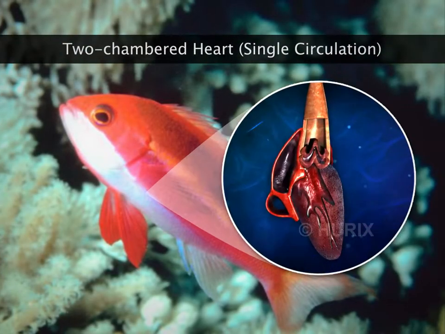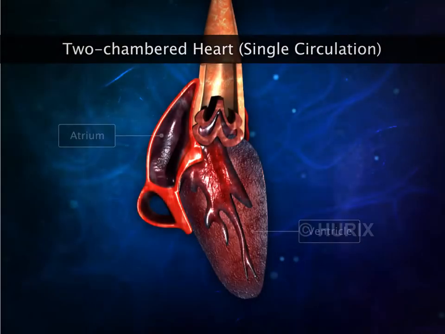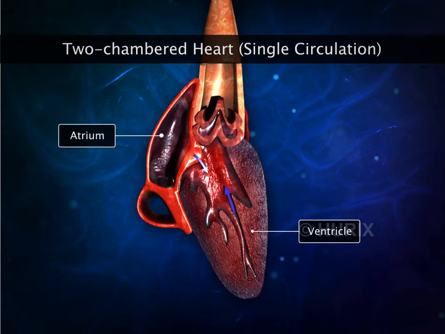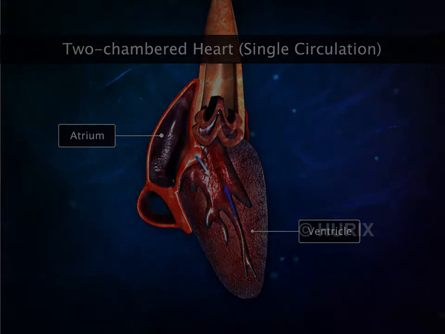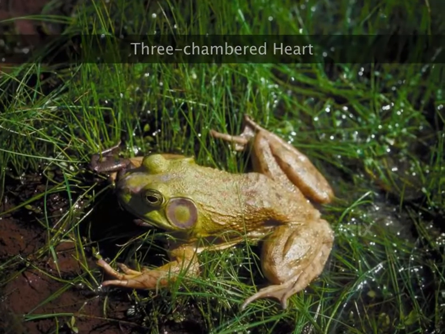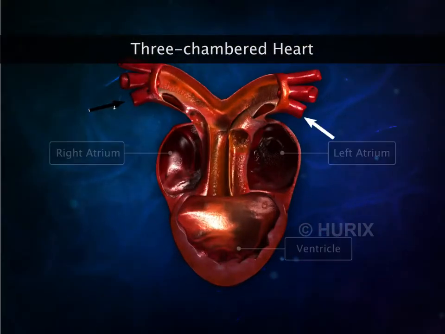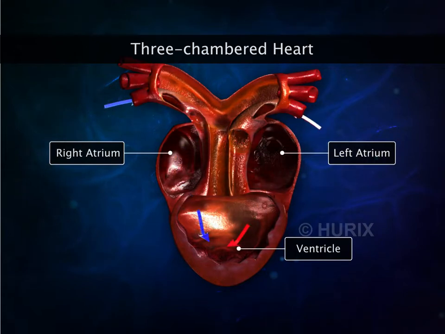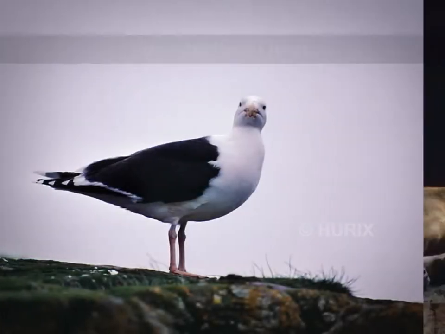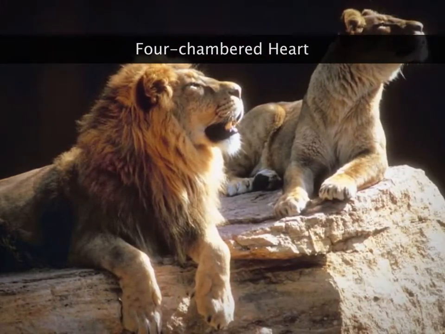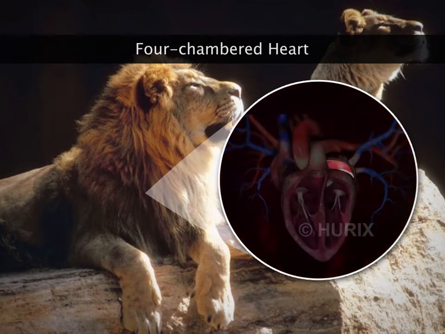Fishes have a two-chambered heart. Amphibians and most reptiles have a three-chambered heart. Birds and mammals have a four-chambered heart.